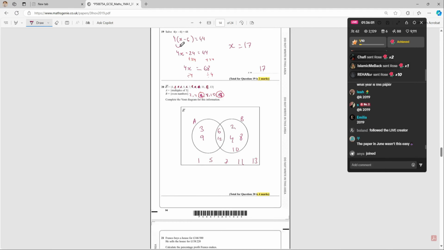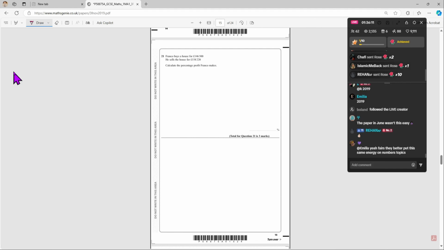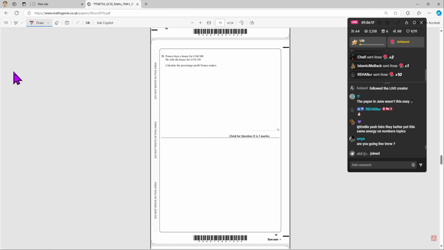So question number 21. Franco buys a house for £146,500. He sells the house for £158,220. Calculate the percentage profit Franco makes. Yes, this is a calculator paper, guys.